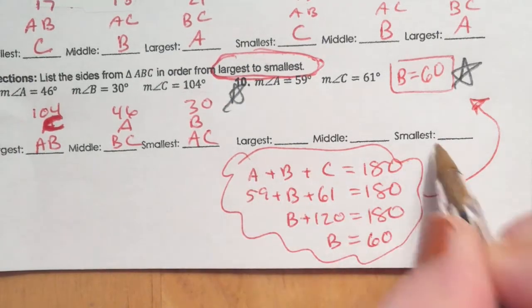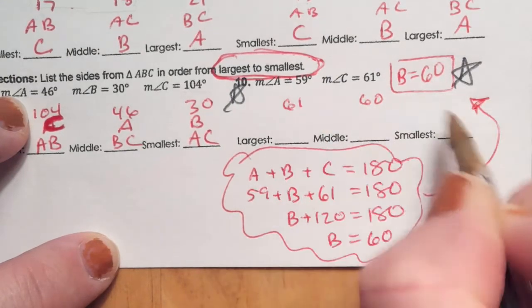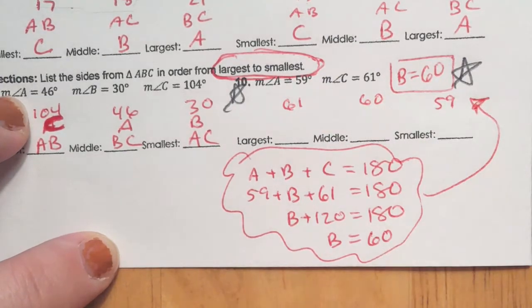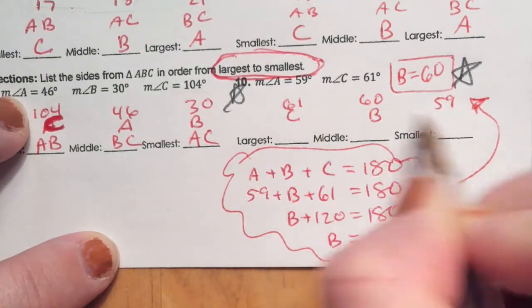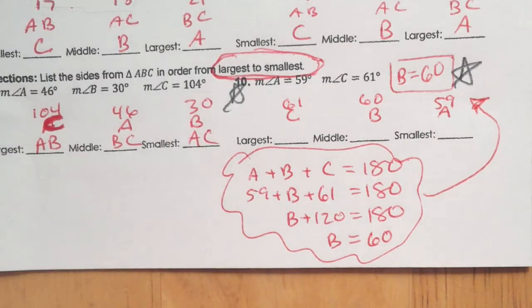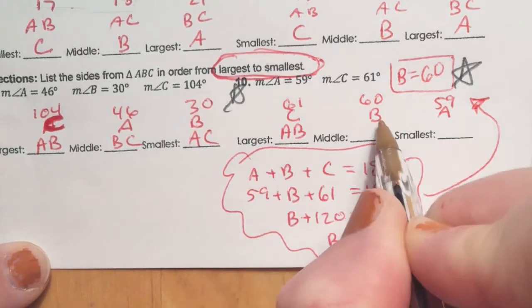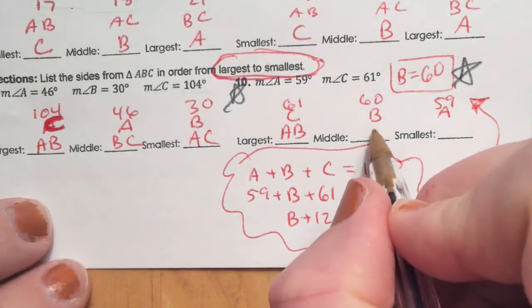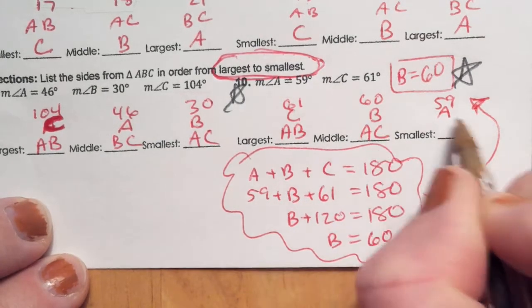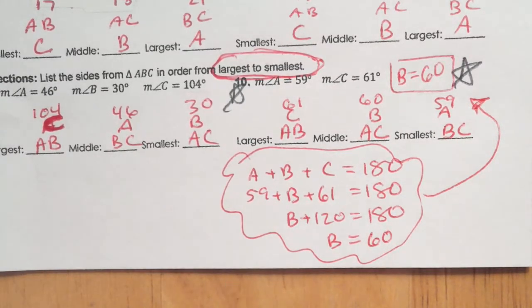Okay, from largest to smallest. So the largest number was 61, then 60, then 59. Okay, 61 was C, 60 was B, and 59 was A. So now we just need to know the missing letters. So that would be AB, or you could say BA. I prefer alphabetical order if you can help it. B would be AC, and if you have A, BC is missing. And that's your final answer. AB, AC, BC. All right, fantastic.